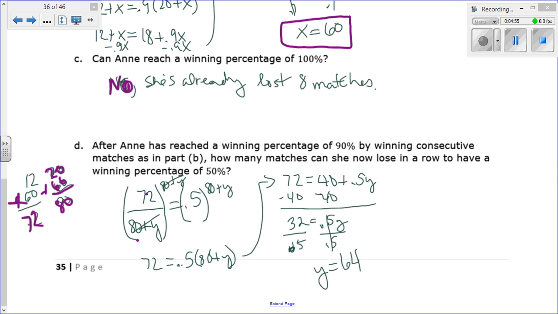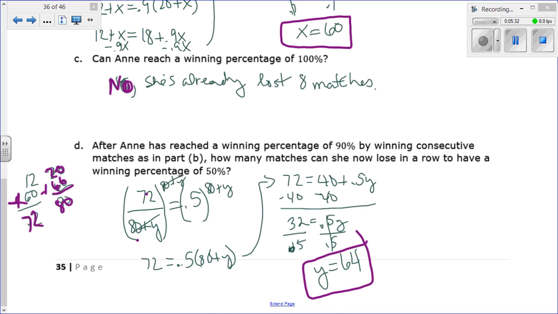So multiply both sides by 80 plus y, and you get 72 equals 0.5 times 80 plus y. Distribute the 0.5, so 72 equals 40 plus 0.5y. Subtract 40 from both sides, so I have 32 equals 0.5y. Divide both sides by 0.5, so I am left with y equals 64. So she could now lose the next 64 games after winning the last 60 and still have a winning percentage of 50%. That's an awful lot of tennis.